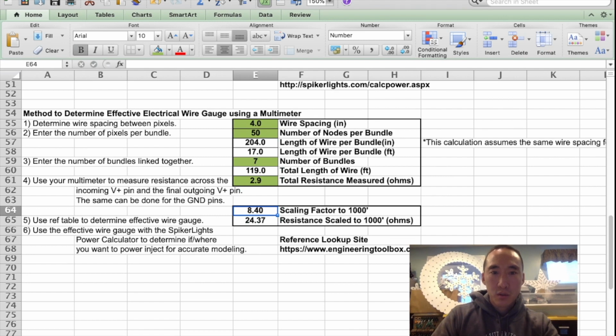We have a reference table that we're going to look up, the electrical performance for pure copper wire cables. Scaling at a factor of 1,000 is because the table is referencing resistance in 1,000 feet. So we have to scale up 8.4 times. This is calculated based upon the total length of wire, 1,000 feet divided by that length of wire. And then we've taken the 2.9 and multiplied it by the scaling factor to get to 24.37 ohms.